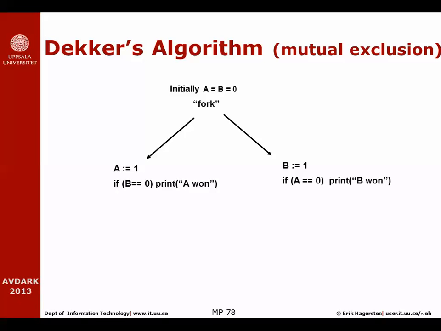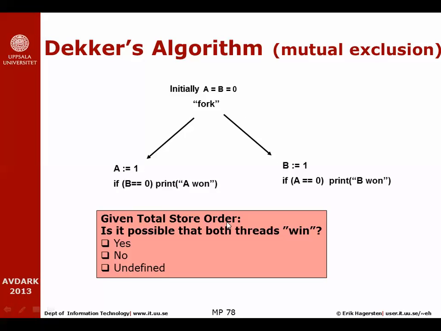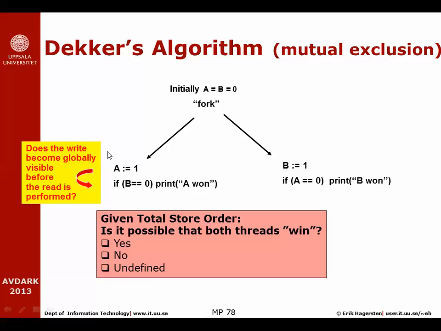Will that still hold? So given total store order, is it possible that both threads win? And the answer that Dekker wants is the no answer. Another way to phrase that is to ask, does this write up here become globally visible, which means seen by the other side, before this read of B is performed?